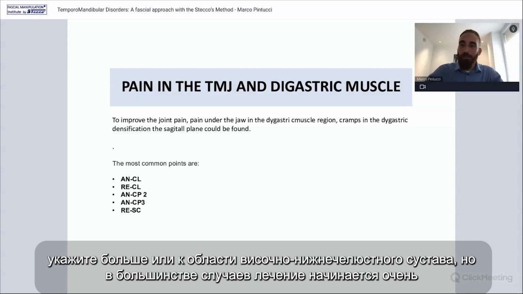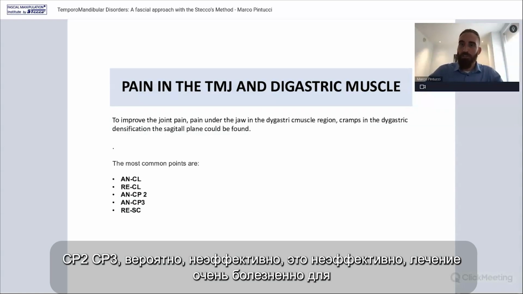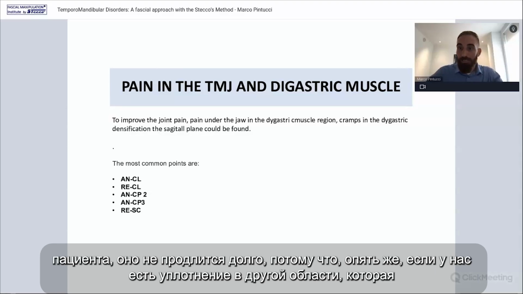And here I just place some points just to write down, some points more related to the area of the TMJ, but most of the time the treatment starts very distally. And a treatment that only includes the points of, for example in fascial manipulation, CP2, CP3, is probably not effective. The treatment is very painful for the patient. It will not be long lasting.